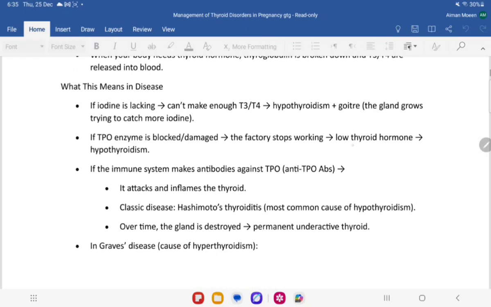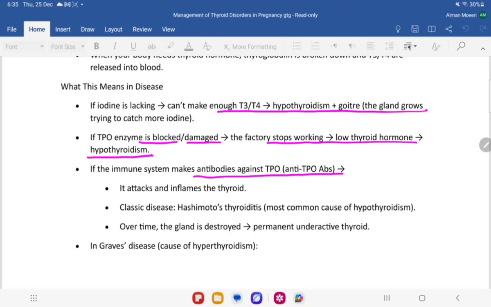So what does all this physiology mean? If the iodine is lacking, what will happen? The gland cannot make the hormones. If the thyroid peroxidase is blocked or damaged, it cannot work. There will be low thyroid hormone and hypothyroidism. Sometimes it could be damaged or blocked if the immune system makes antibodies against the thyroid peroxidase, which we call anti-thyroid peroxidase antibodies. That is why the thyroid peroxidase enzyme is really important.